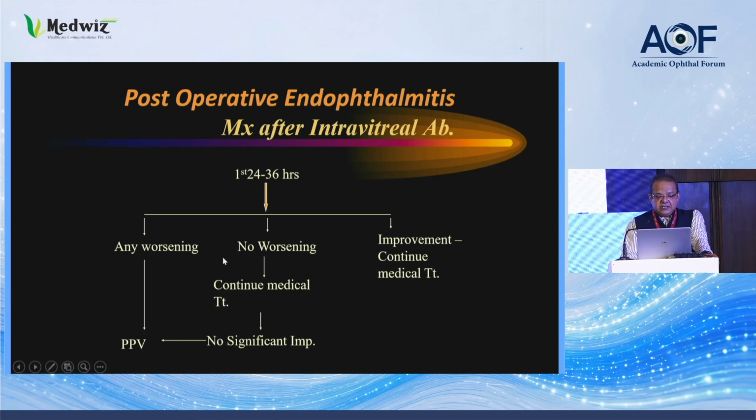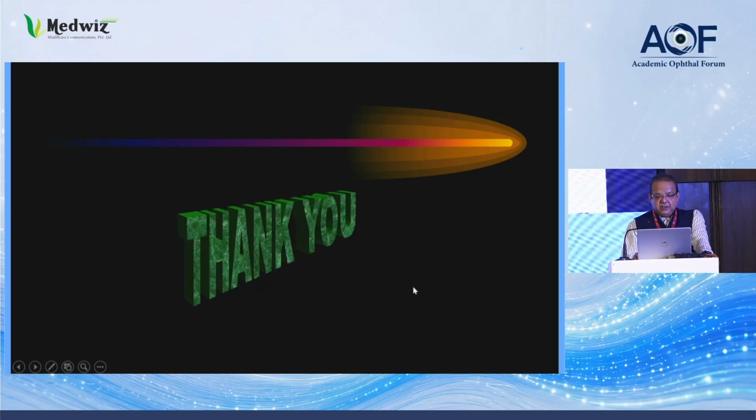Once you have given intravitreal antibiotic, wait for 24 to 36 hours. If there is any worsening, go ahead and do a pars plana vitrectomy. If there's no worsening, continue on medical treatment. And if there is no significant improvement, go for a pars plana vitrectomy. If there is an improvement, continue with the medical treatment.